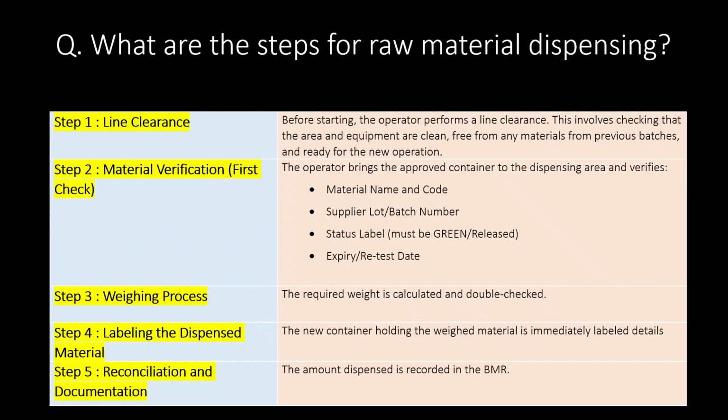What are the steps for raw material dispensing? Step 1, line clearance. Step 2, material verification. Step 3, weighing process. Step 4, labeling the dispensed material. And final step 5, reconciliation and documentation.